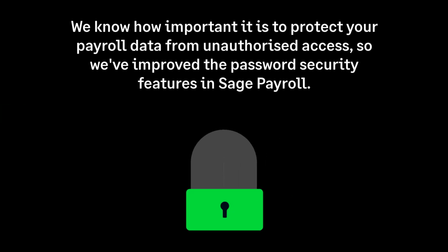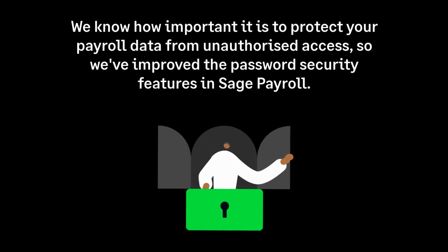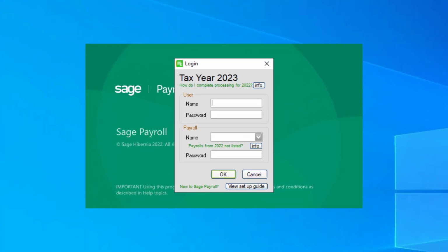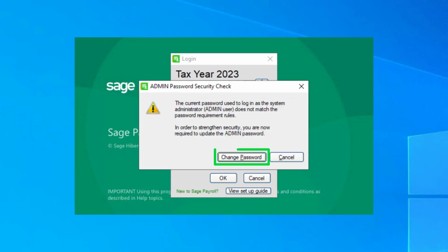We know how important it is to protect your payroll data from unauthorized access, so we've improved the password security features in Sage Payroll. Once you've installed the update, to log in as the admin user, your password must meet new minimum requirements. If your current password doesn't meet the requirements, you'll be prompted to change it before you can log in.